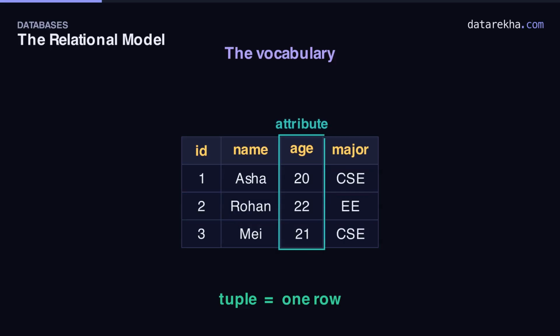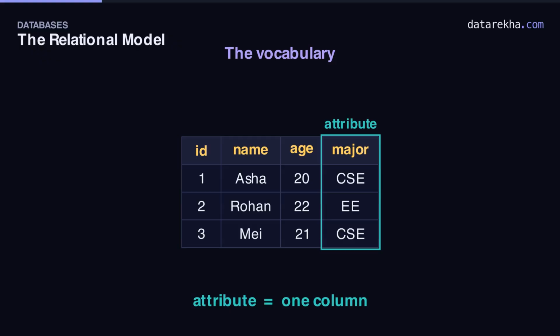One vertical strip. The same field for everyone is an attribute. The age column is an attribute. The major column is another. So a relation is just tuples described by attributes.